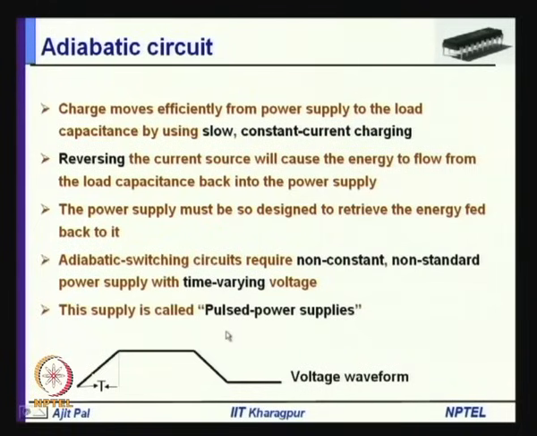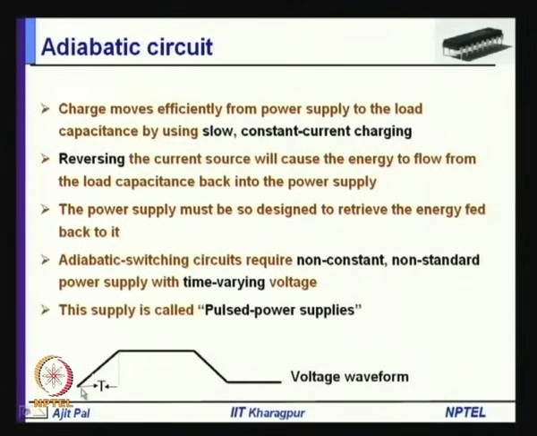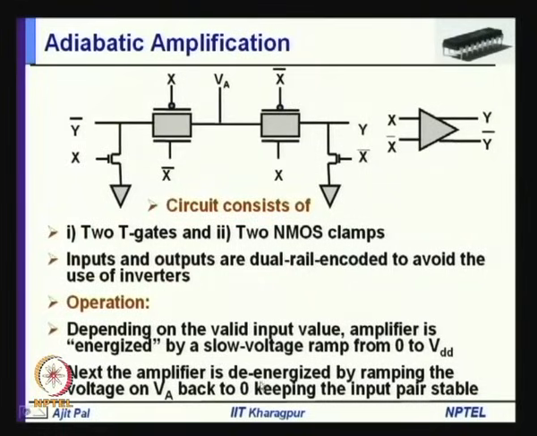Then after this stable period is over, this voltage will gradually ramp down, and the charge which is stored in this node will be transferred back to the power source. That means you are transferring energy to the circuit during this phase, and during this phase you are transferring the energy back from the circuit to the power supply. So, that is how reversible operation is taking place, and you will require this kind of supply voltage. Okay.